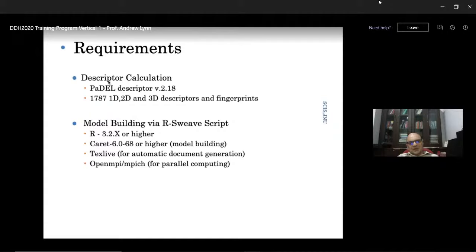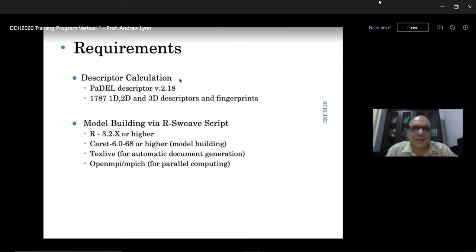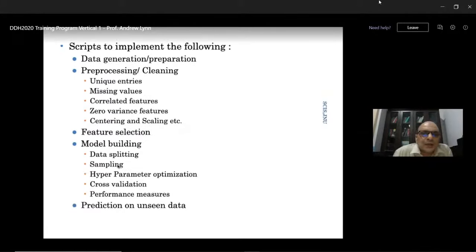Now, these are the tools that I would need. So there is PaDEL-Descriptor. It has up to 1,787 descriptors from this version of PaDEL. It may have improved over time. And I'm going to use R. And in the older version where we used to generate PDFs, we used Sweave as scripts to generate R. So we need to use the R package caret, which is the package for model building and machine learning, LaTeX, which generates the PDF, and if we are scaling it for parallel computing, OpenMPI or MPICH.